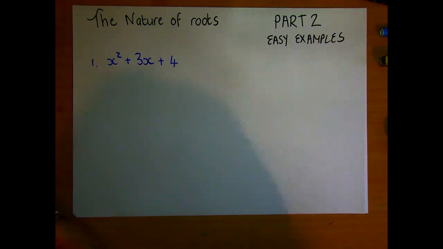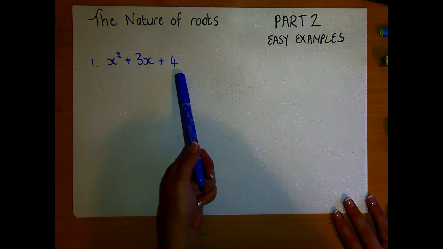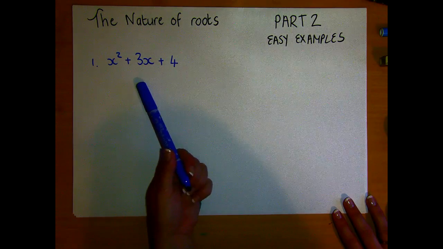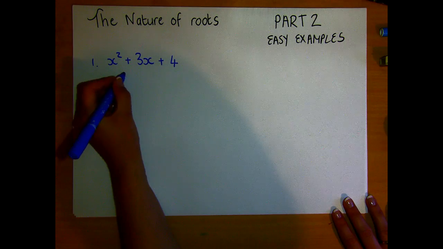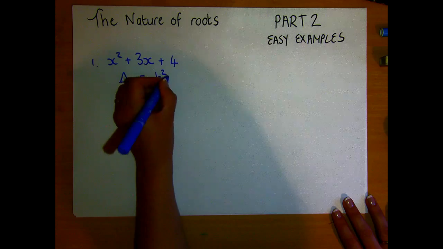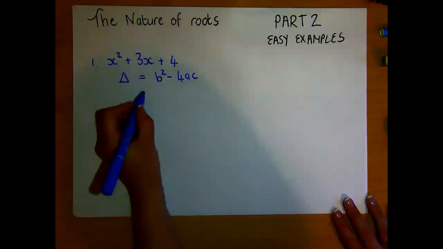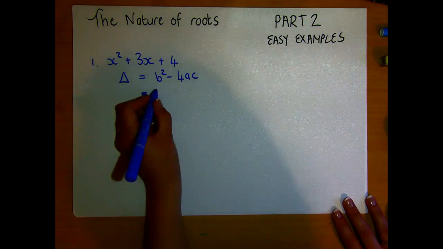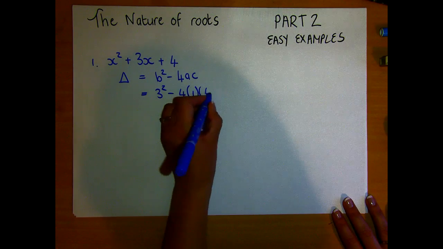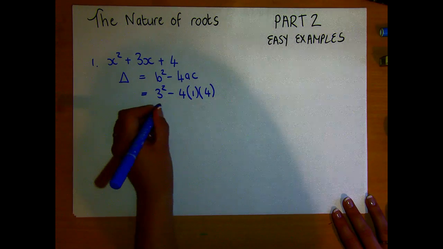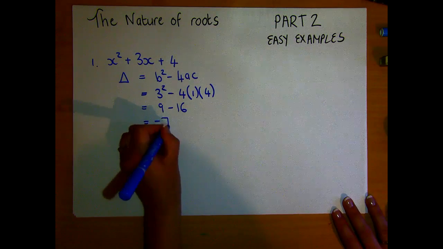Okay, so here we are going to decide the nature of the roots of this equation without actually solving it. So the first thing is to pop in our delta formula. So we're going to have delta is b squared minus 4ac, and that gives us 3 squared minus 4 times the 1 times 4. Okay, so this will give us 9 minus 16, which gives us negative 7.